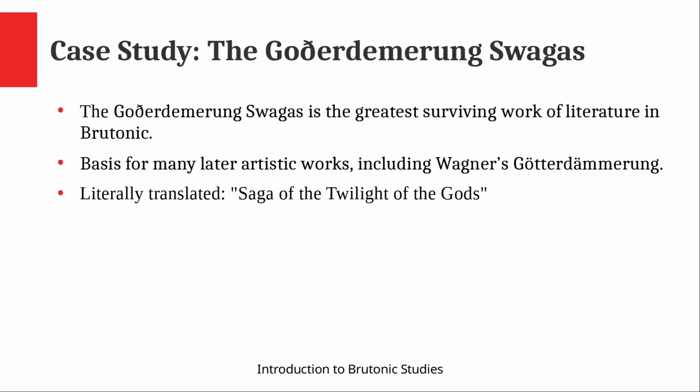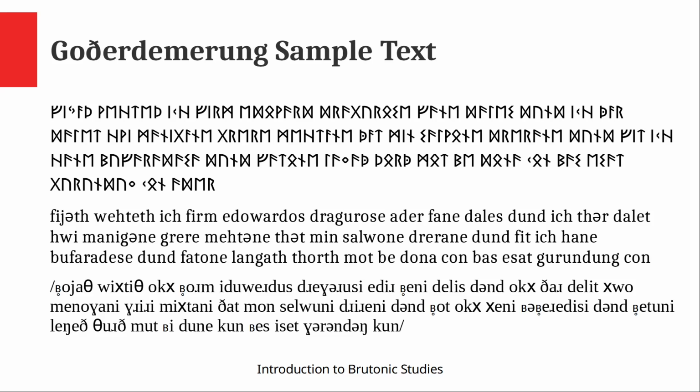Literally translated, Guthirdimi Swagas means Saga of the Twilight of the Gods. It covers a variety of topics, but the central theme is the end of the world and the dying of the gods. More colloquially, it is known as the Twilight Saga. In this segment, Brile, a fair maiden, contemplates her love with Iduerdos, who is a monstrous dragur. Here is the Futhark and the traditional romanization and an IPA transcription.